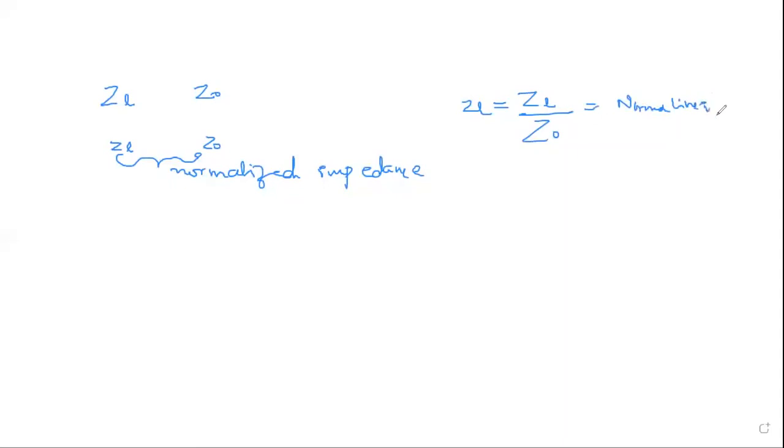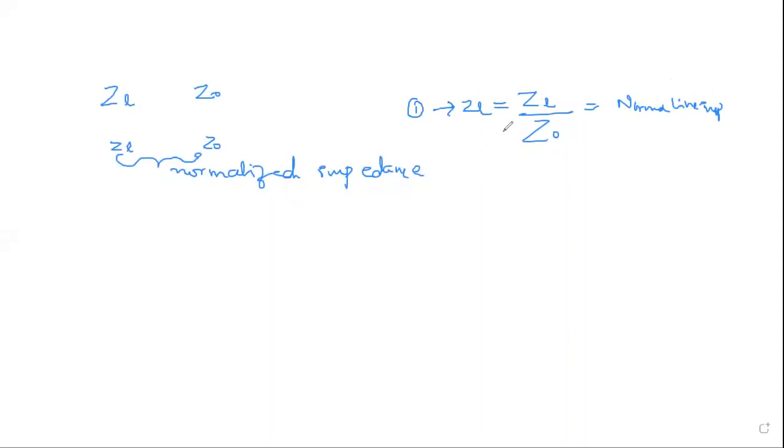So why are you normalizing it? Because all the values on the Smith chart are the normalized values that you plot. So the first and foremost step in the Smith chart is this. Whatever value is given, if it is not given in the normalized way, you have to normalize it. First normalize this value, then plot it on the Smith chart.